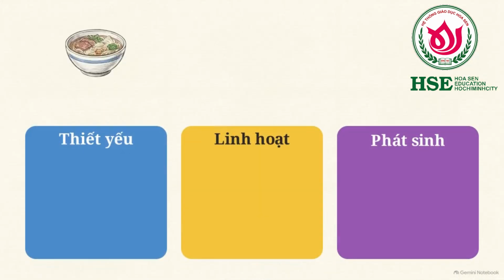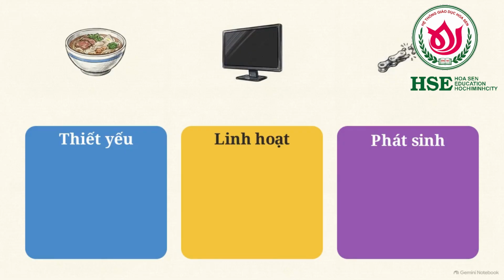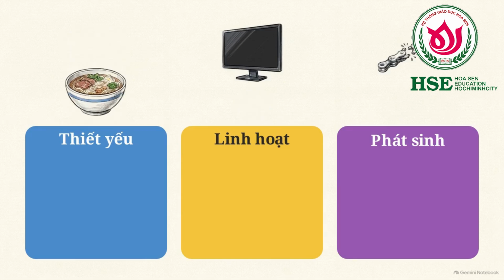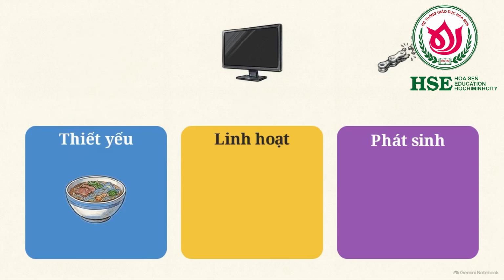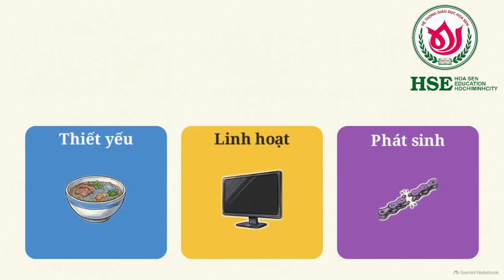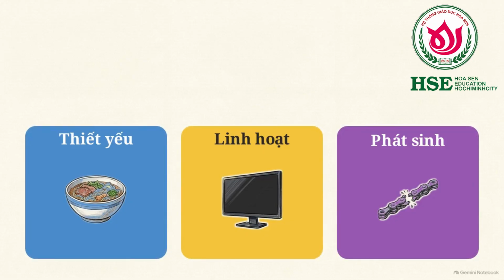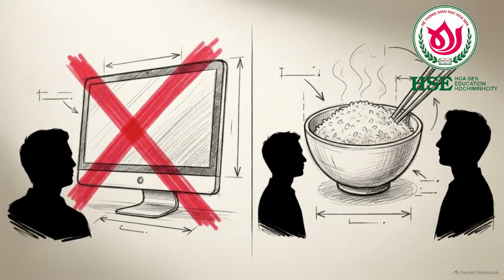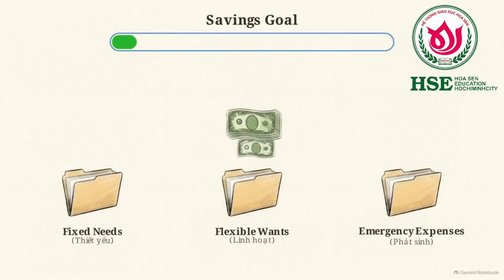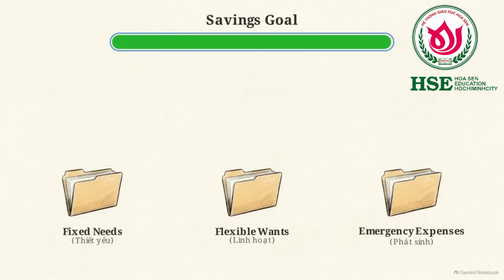Let's test this. Look at these 3 expenses: a bowl of pho for breakfast, a ticket to a PC gaming cafe, and the cost to fix a broken bike chain so you can get to school. Pause the video and decide exactly which bucket each of these belongs in. The pho is fuel for your body. That's a fixed need. The broken bike chain keeps you from getting to class. That is an emergency. The PC gaming cafe, no matter how much you want to play, is a flexible want. When budgets fail, it is usually because people mistake a desire for a mandatory need. Classifying your expenses honestly is the only way to protect your savings goal.